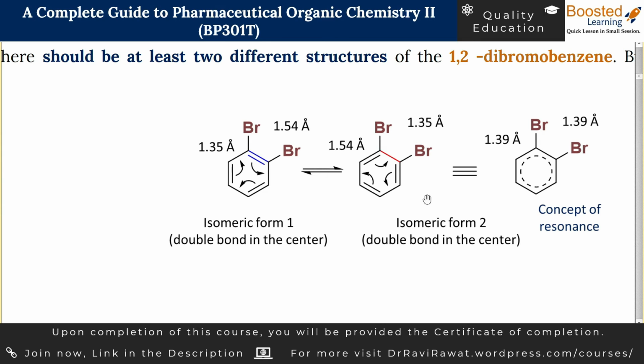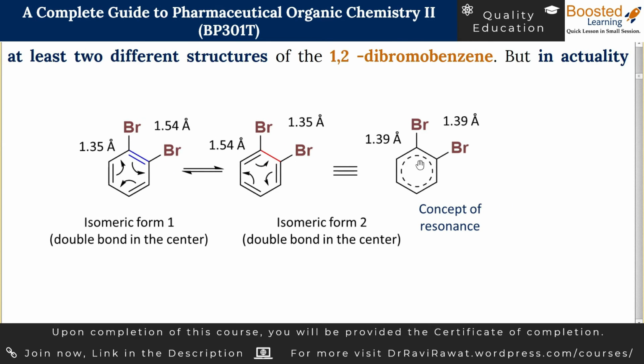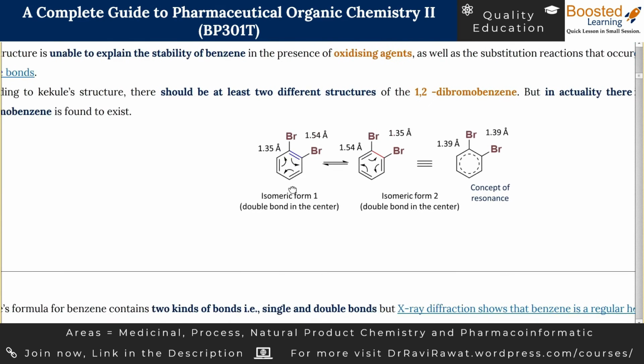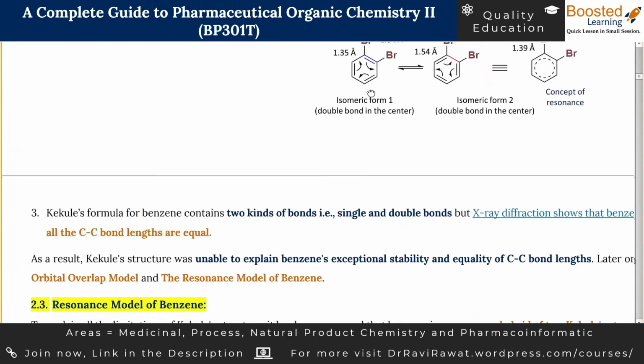But that is not the case. In experiments, if you see, there is only one form of 1,2-dibromobenzene, and that is this form. This was not given by Kekule, it was given by the resonance model, so that is why it is written here. Otherwise, Kekule's model was saying that these are the 2 forms in which this compound should exist. But in real, it exists only in this particular form. So this was again a drawback of Kekule's model.